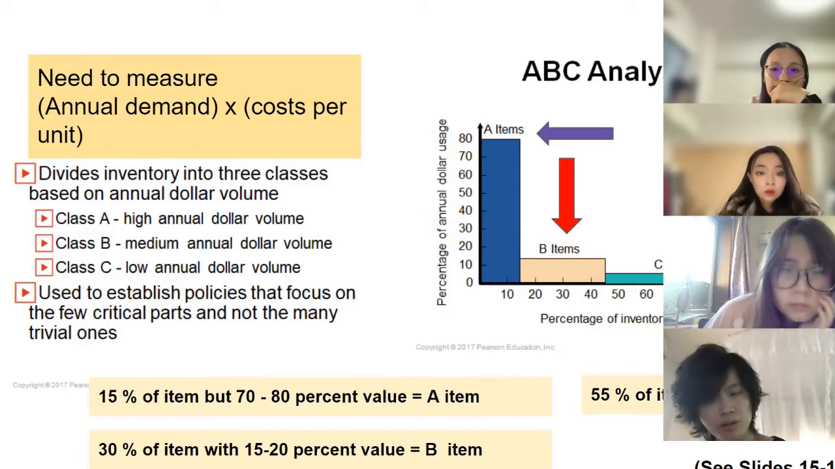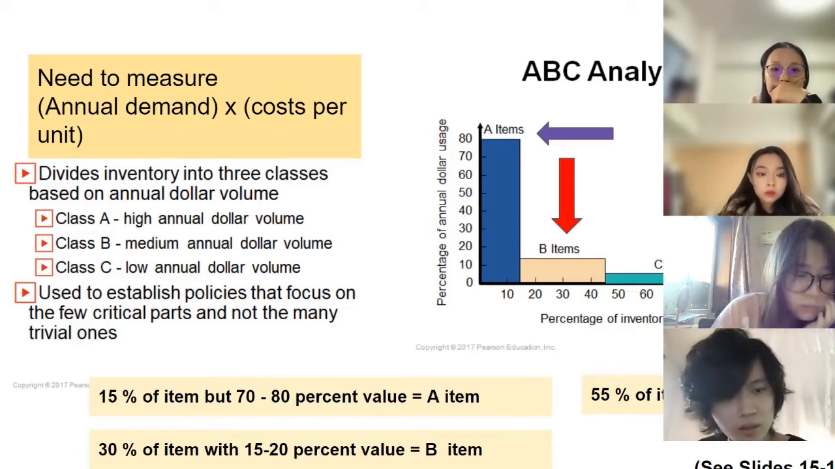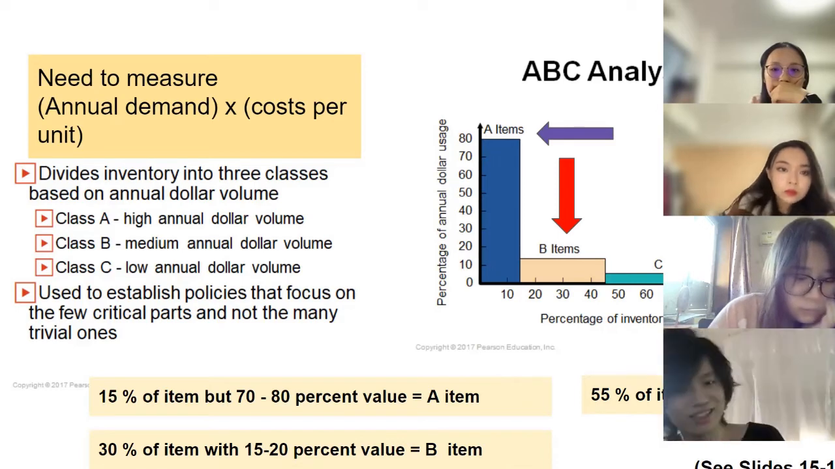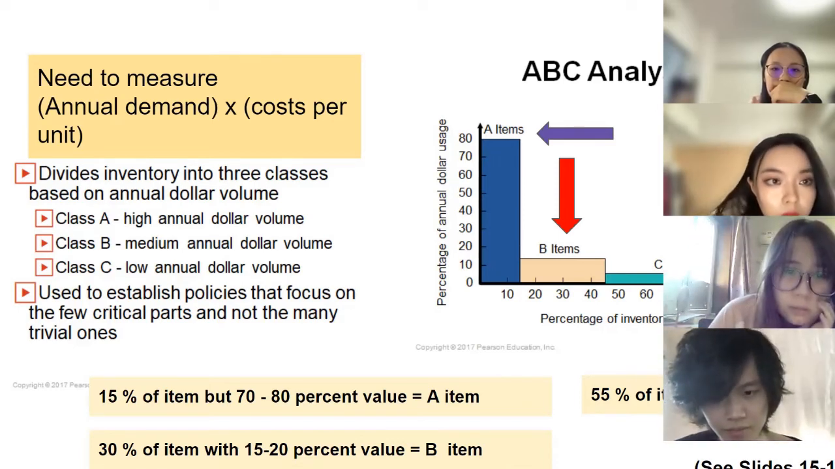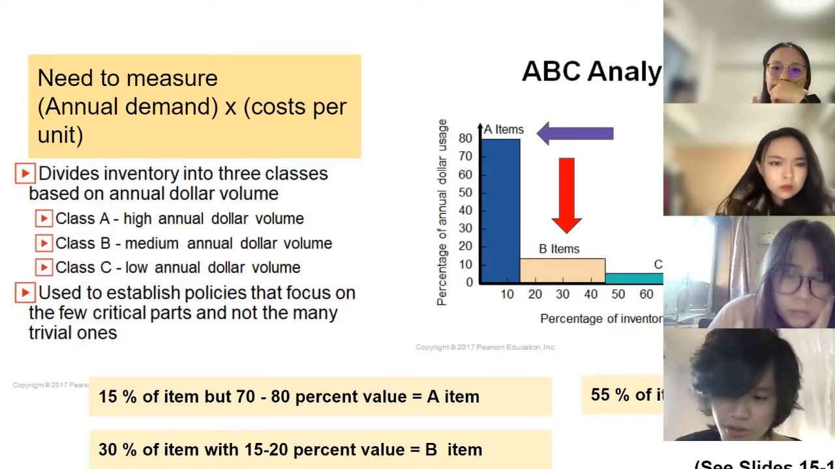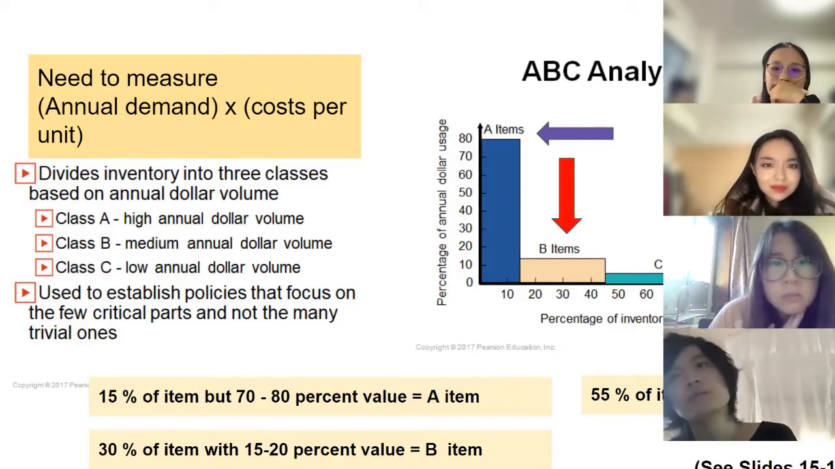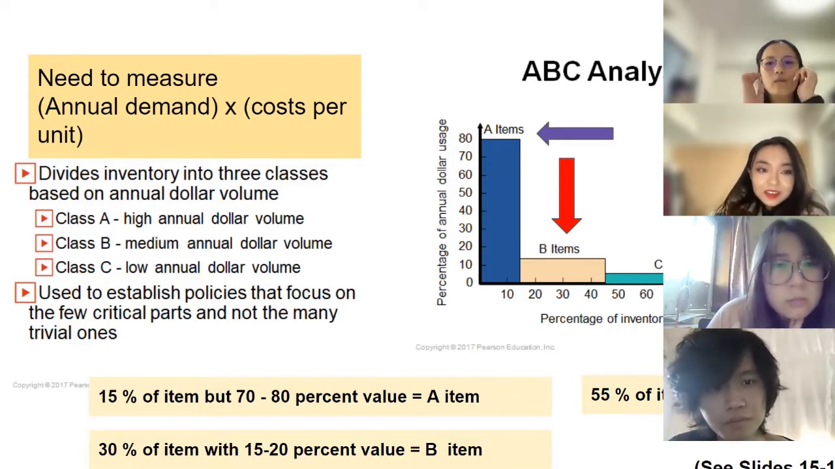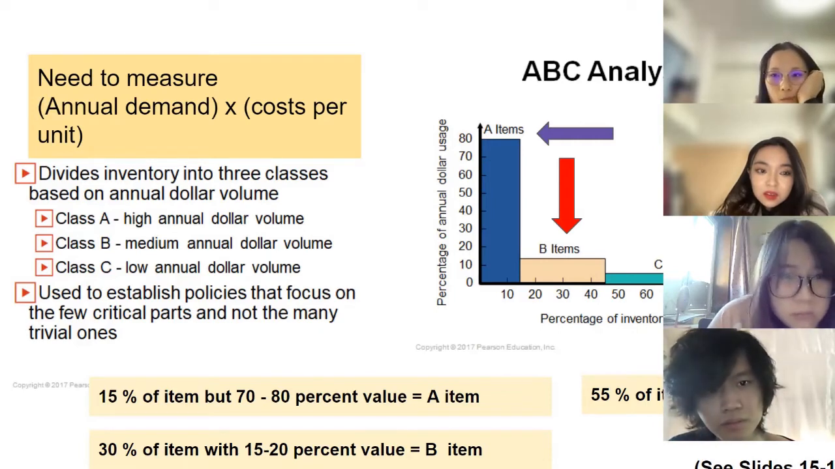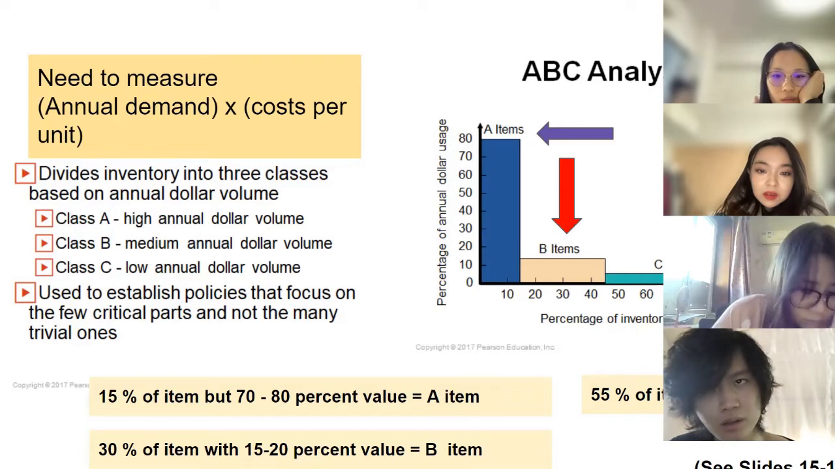Do you understand the question? I can repeat the question again. What kind of monitoring of quantity? You want to monitor the quantity for A items, B items versus C items. Monitoring the quantity means you're going to count it.